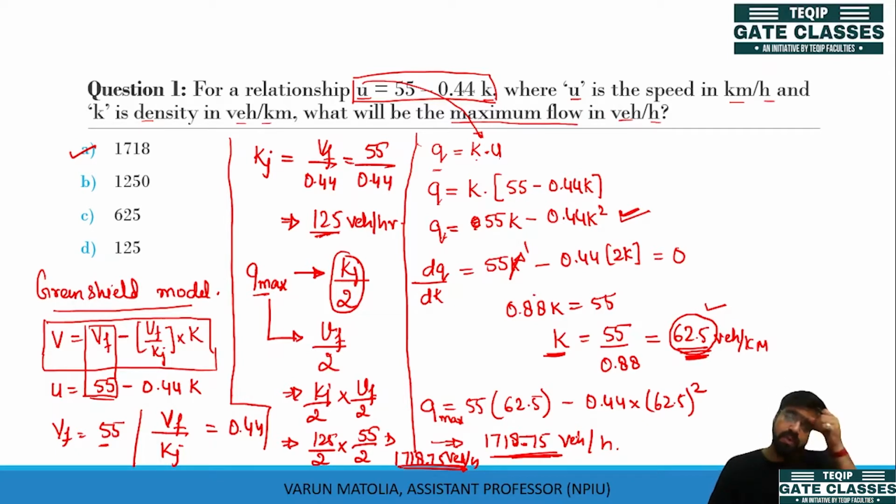We have calculated these two values by different approaches. If you find any question related to this equation, you can solve it by any of the means. You have been asked for maximum flow. There may be a condition where the questioner may directly ask you for 1 mark what is the free flow speed by giving this relation. You can say directly the free flow speed is 55 kilometers per hour. With this relation, he can ask you what is the jam density. You can directly say using this value 125 vehicles per kilometer is the jam density.